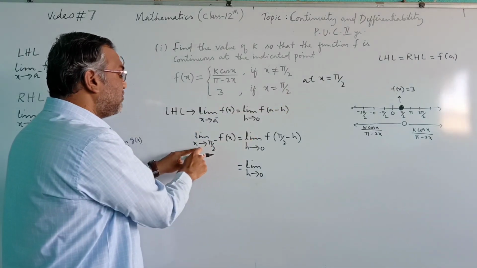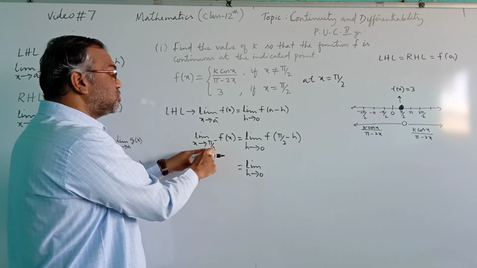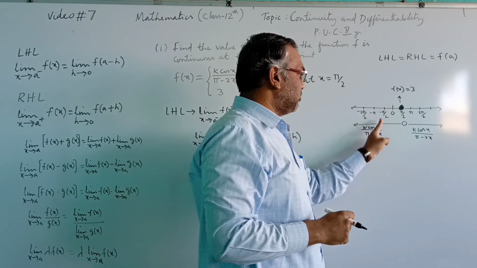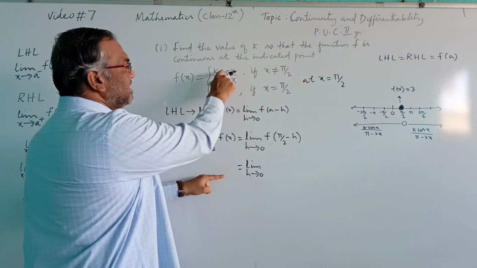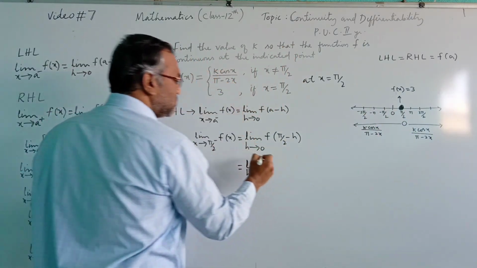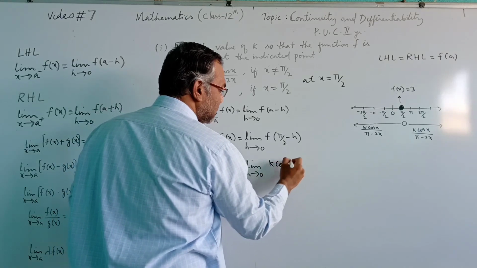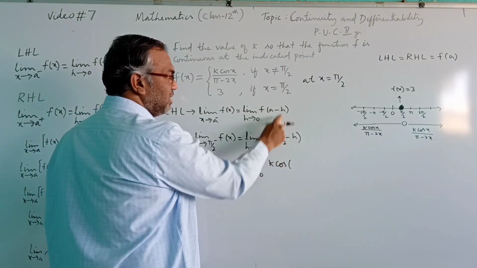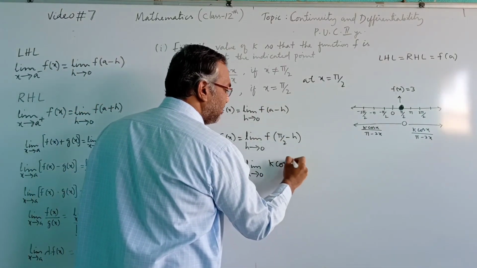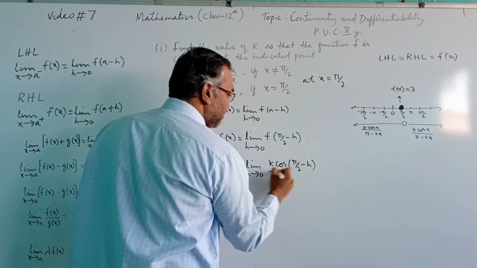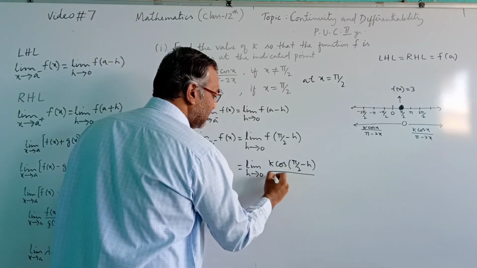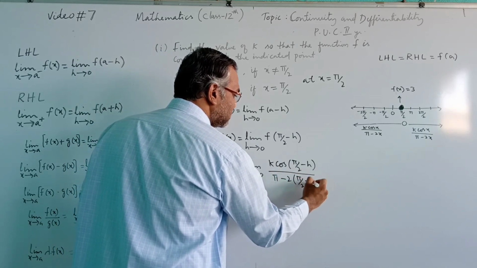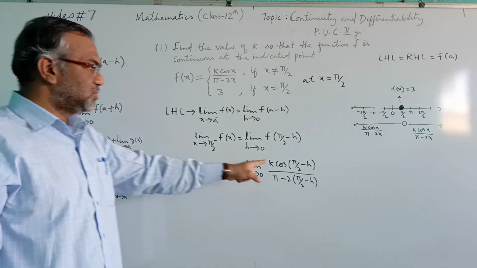But here we are finding the limit as x approaches pi by 2 from the left of pi by 2. So this function will be taken, k cos x. So that will be k cos, replacing x by pi by 2 minus h, divided by pi minus 2 into pi by 2 minus h. This is what we did, right?